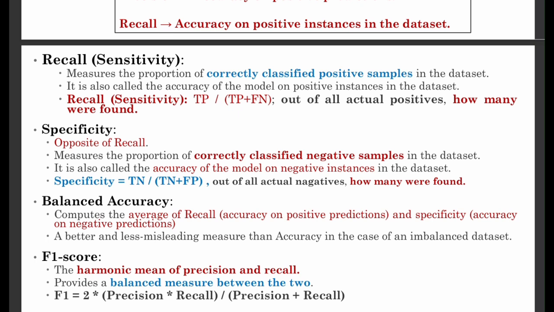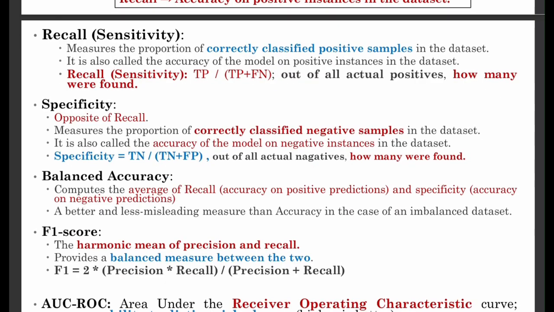When it comes to specificity, the formula is true negative divided by true negative plus false positive. Out of all actual negatives, how many did the model correctly identify as negative? This is the opposite of recall. It measures performance on the negative class. Coming to balanced accuracy, the average of recall and specificity is called balanced accuracy. This is a more fair measure than simple accuracy for imbalanced datasets.